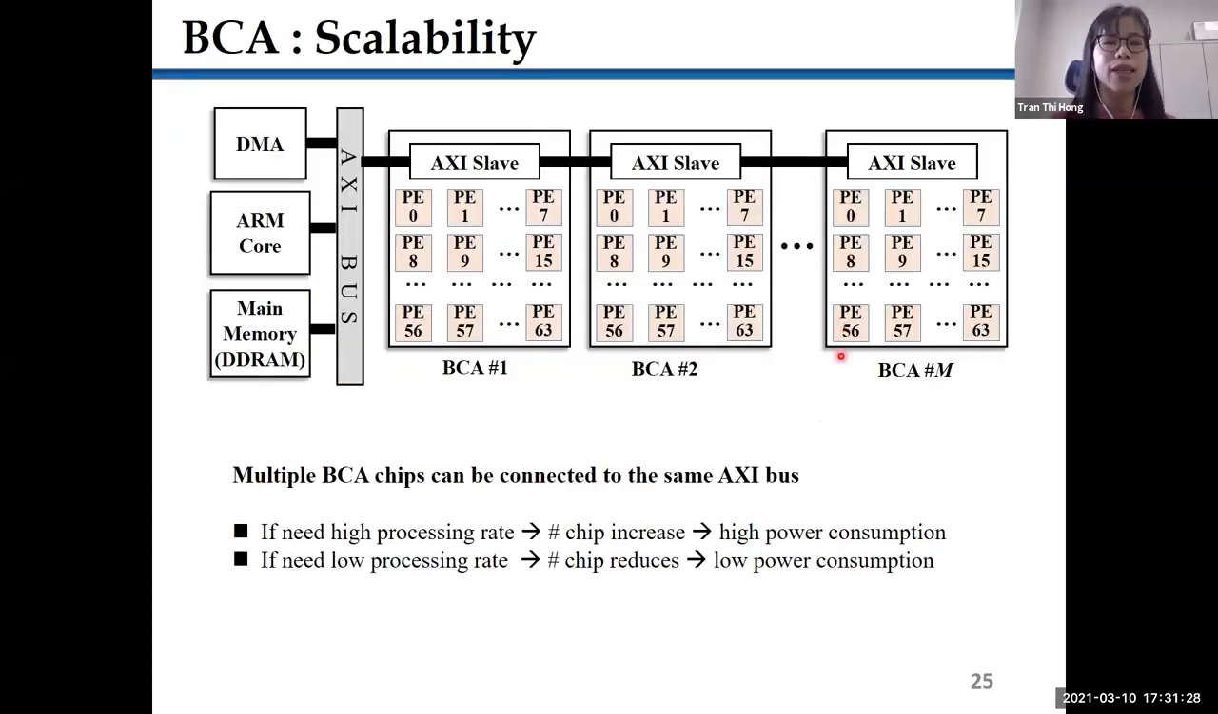In case you want to scale the processing rate with the power consumption, you can use several blockchain accelerators concatenated onto the same ASI bus to increase the processing elements. So let's say one BCA has 64 DPEs. If you think that is not enough for your requirement yet, you can concatenate several BCAs to speed up the processing rate multiple times like this.